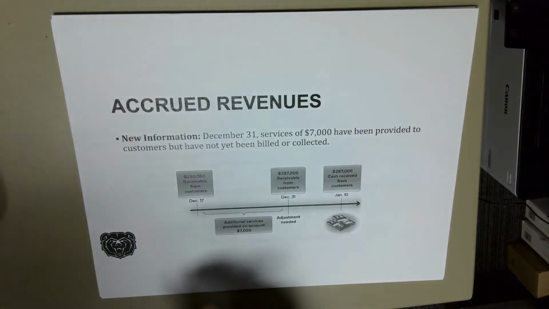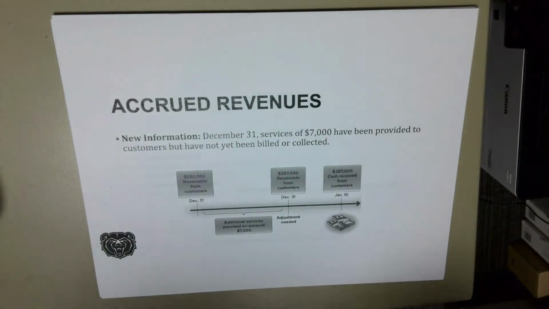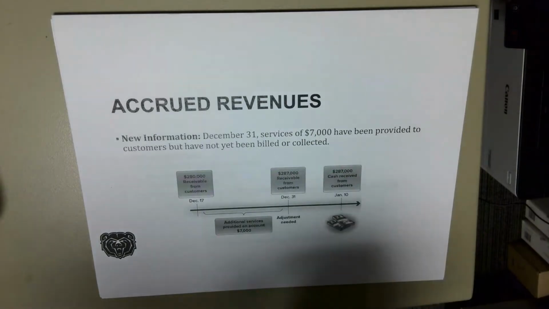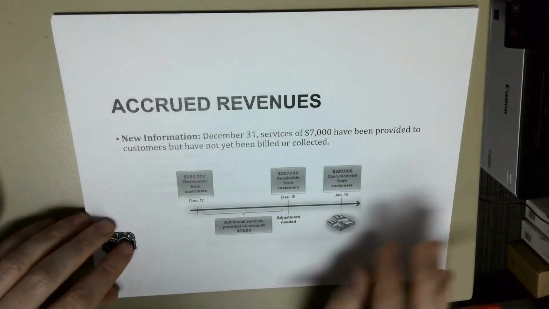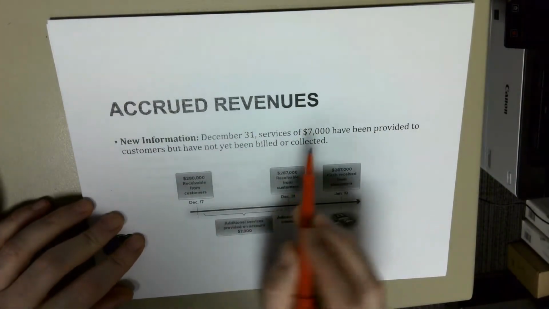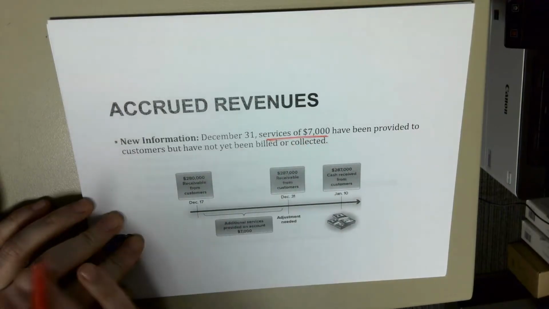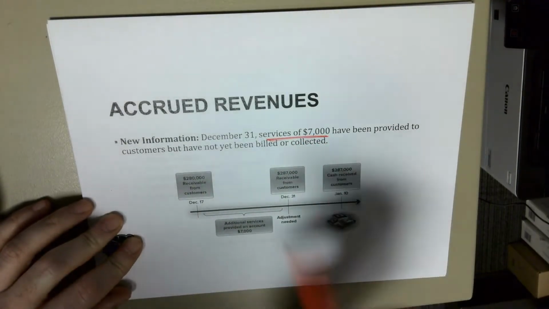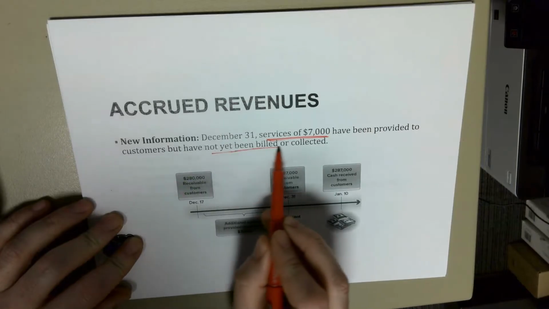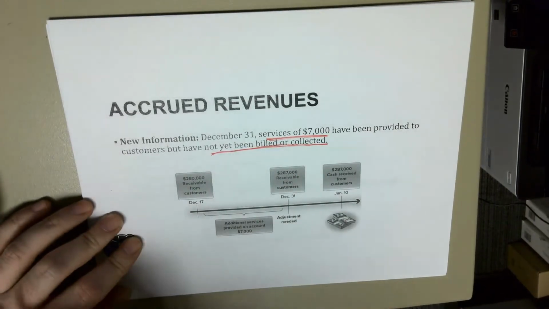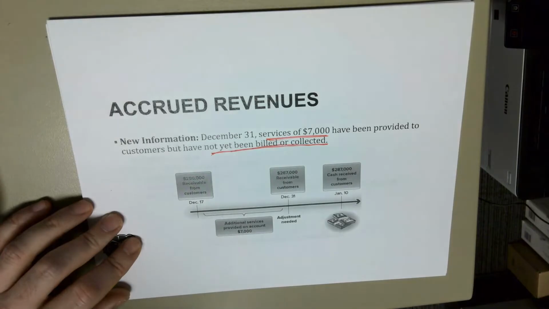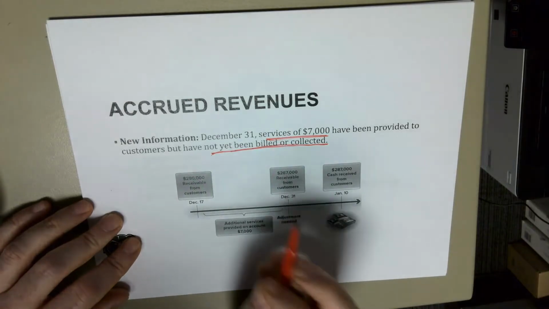So let's take a look at an example. Again, this is an example that we used in Chapter 3, but now we've got a little bit of information. On December 31st, services of $7,000 have been provided to customers, but have not yet been billed or collected. Not yet been billed or collected. So this means that we have receivables from customers.